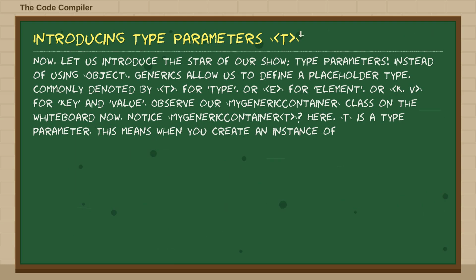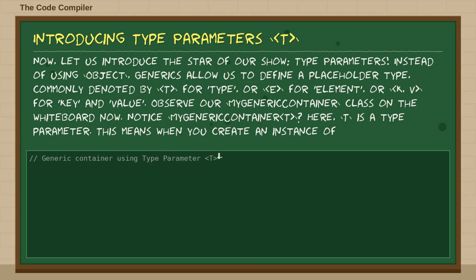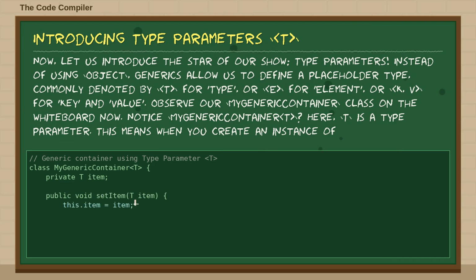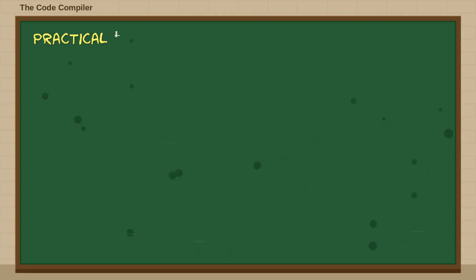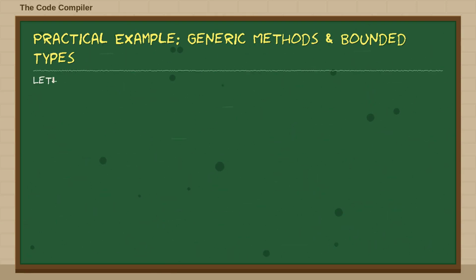The beauty is, the compiler now knows exactly what type this container holds. If you try to put an Integer into a String container, the compiler will immediately flag it as an error, preventing runtime issues. And when you retrieve the item, it is already of the correct type, so no explicit casting is required. This gives us compile-time type safety, and cleaner, more readable code. Isn't that fantastic?